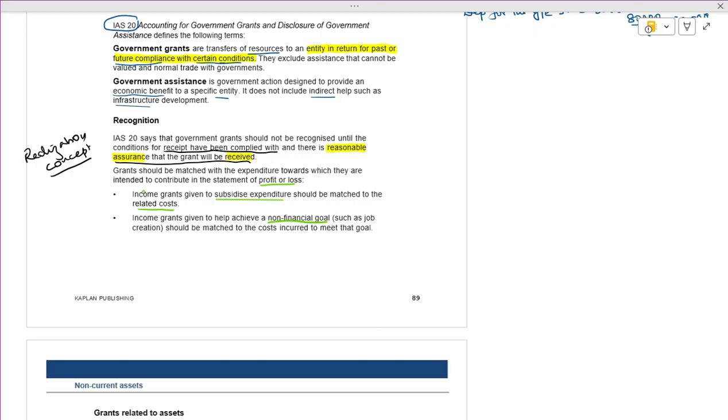Why will the government give grants? If you as a company generate employment, it is a contribution towards the economy. Government will give grants, but they will say they are subject to a condition: yes, we will give grants, but you have to generate employment. It should be matched with the cost incurred to meet that goal.